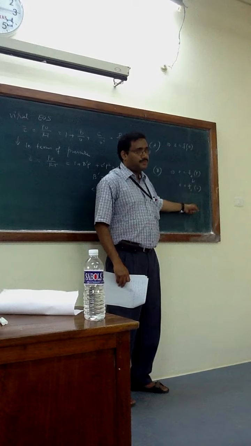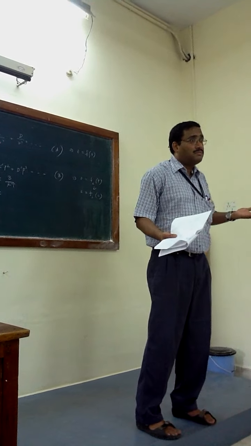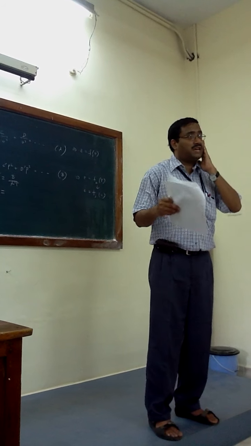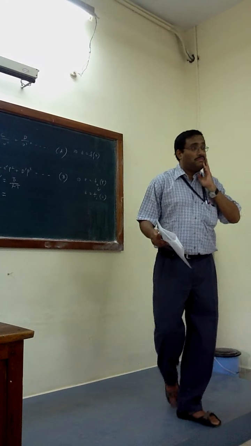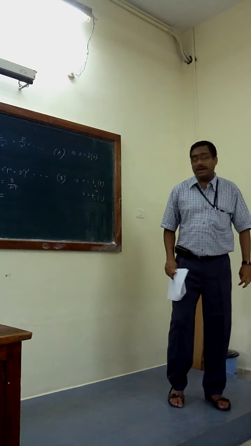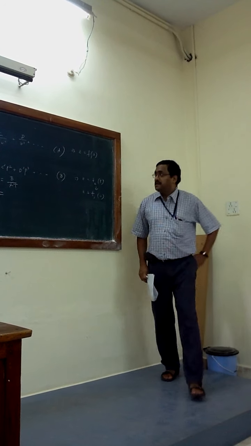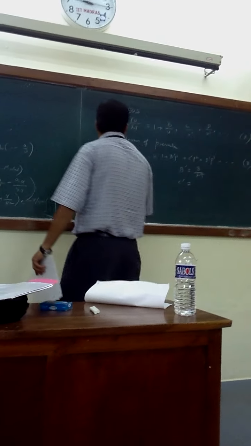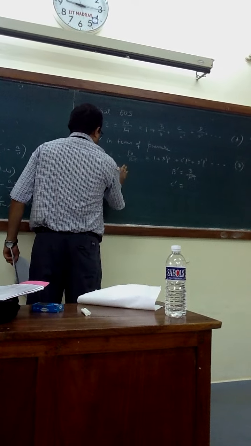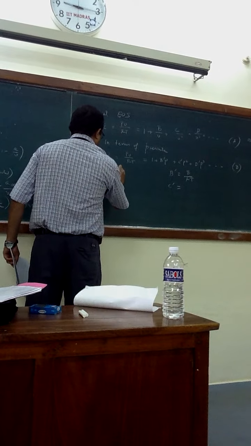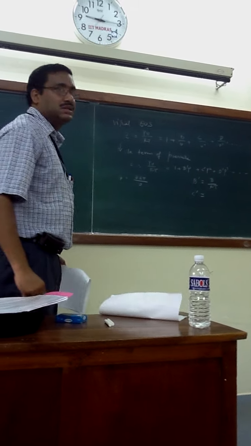C by T square. P should not come. See, is that the correct answer? It's not the correct answer. I am sorry. Okay, I will just give you the hints. I won't prove it here. So your P is ZRT by V. Am I correct? Yes.